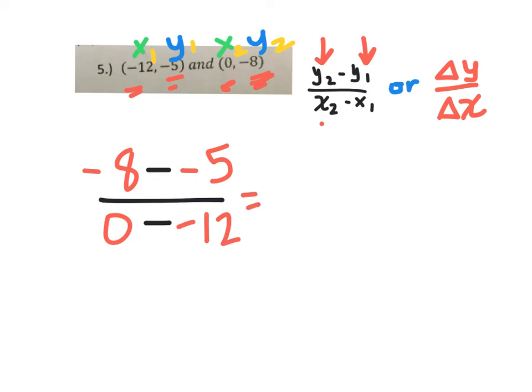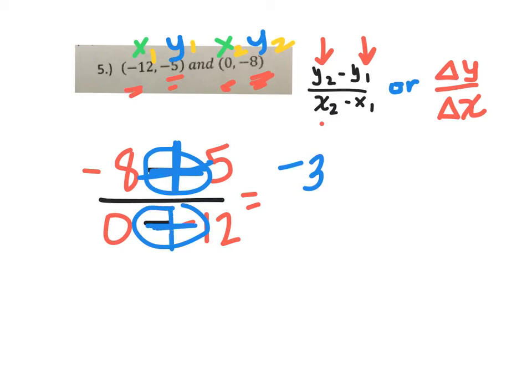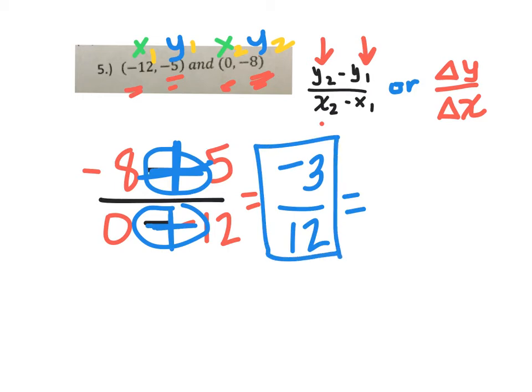And now just be careful with the negatives. I see double negatives going on again. Negative 8 minus a negative 5. A double negative here is a plus. So negative 8 plus 5 is negative 3. And then another double negative here. 0 minus negative 12 is just 12. And I could leave it like this. A better answer would be to simplify this, which would become negative 1/4.